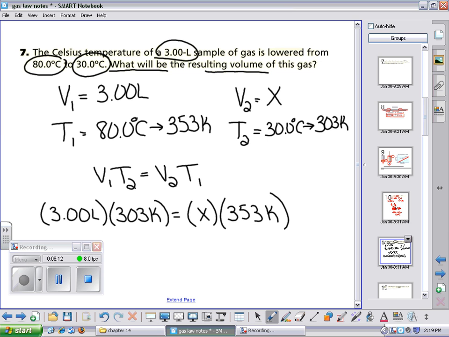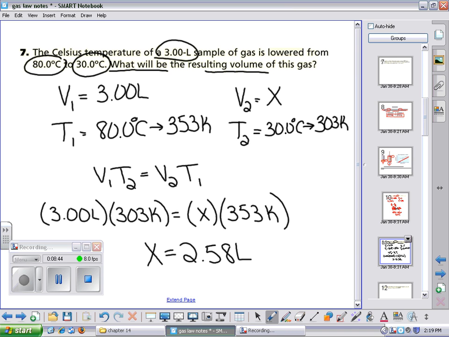First of all, we're having a decrease in temperature. We went from 80 to 30. Charles's law says there's a direct relationship between the two of them. So if you have a decrease in temperature, we should have a decrease in our volume. So plug this into your calculator, solve for X, and you should figure out that X is, how many sig figs do we need? We're going to need 3 of them, is 2.58 liters.